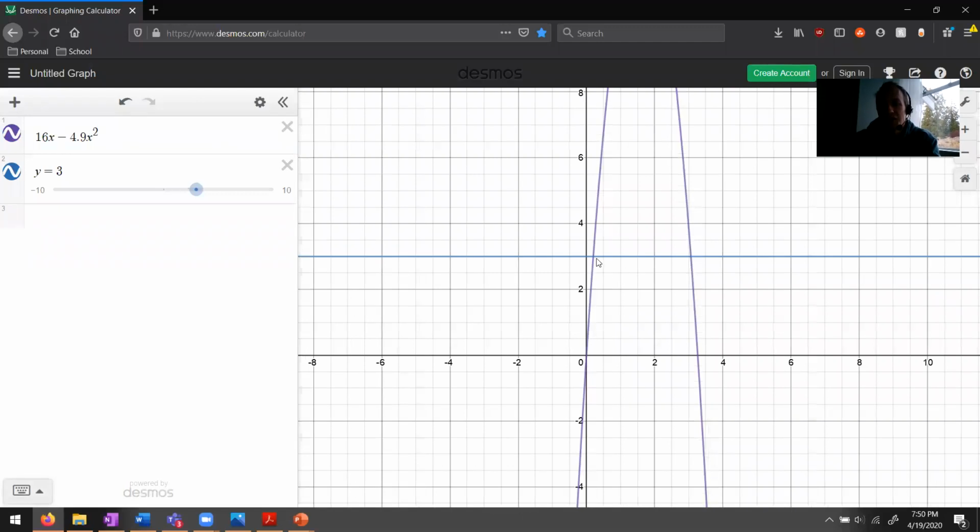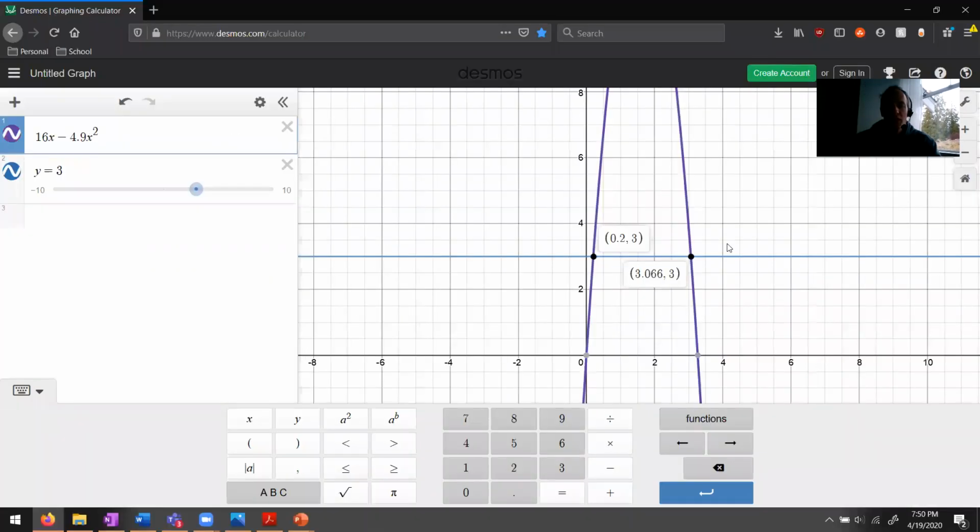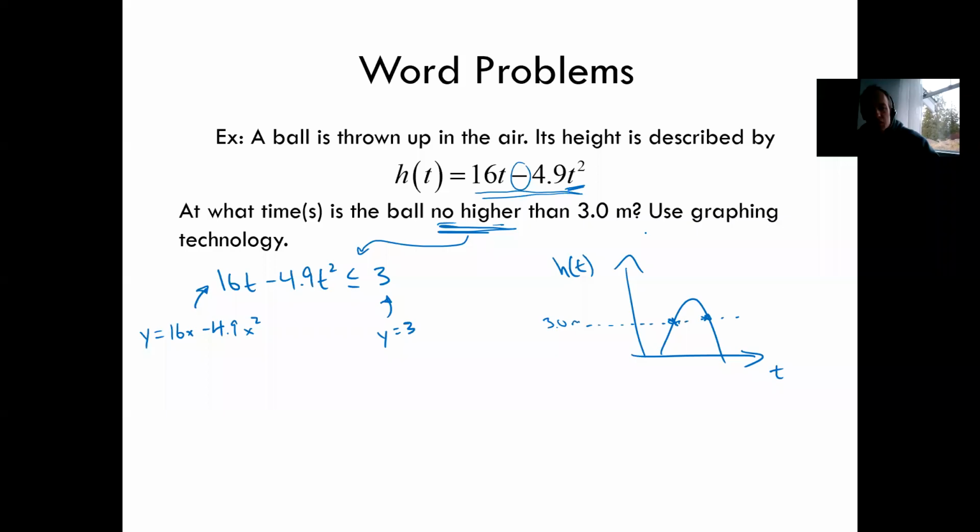Okay, so on the graph here, I can see I've got 2 points, here and here, and the question is, when is it no higher than 3? So what I can see is this section right here is less than 3 meters high, and same with this section over here. So my two values are 0.2 and 3.066. On my graph, this corresponds with x equals 0.2, and this corresponds with x equals 3.066. I got that number right? Yes, I did.